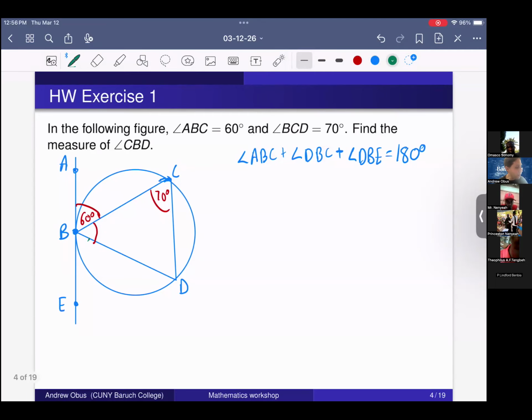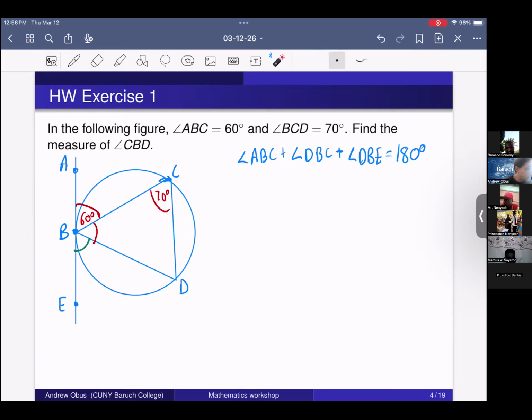If I take all three of these angles together, one, two, and three, so this is ABC, DBC, and DBE, then the entire thing is 180 degrees because it's a straight line. So that's going to all be 180 degrees. Excellent. Now what else do we know?